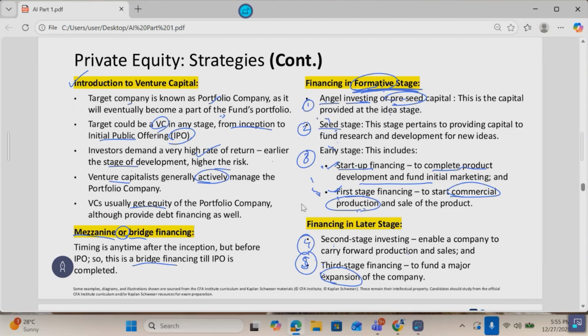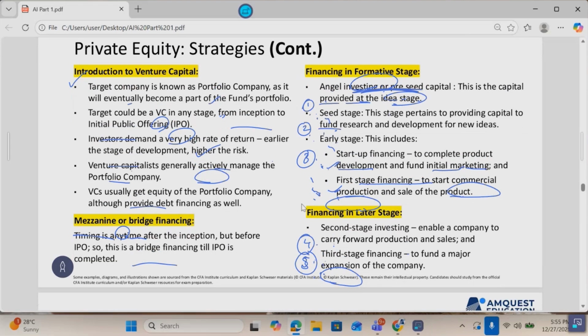Remember, these 5 stages also differ in terms of risk. Here is very, very risky. Risky is there, lesser risk. Risk is much reduced, and here you are already doing well, so only expansion. So therefore, the risk is almost minimal. This is how the stages go.